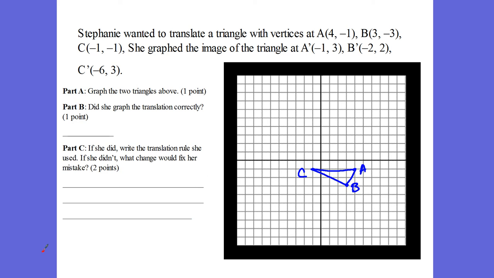Okay, so we got that one. She graphed the image of the triangle. All right, so A is at -1, 3. So -1, 3, 1, 2, 3. B is at -2, 2. And C is at -6, 3. 1, 2, 3, 4, 5, 6, 3. All right.